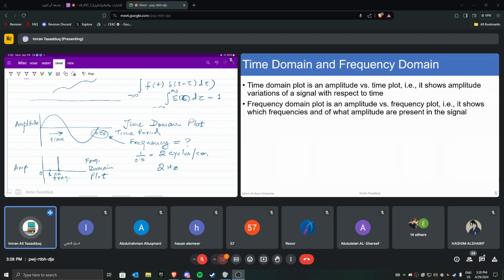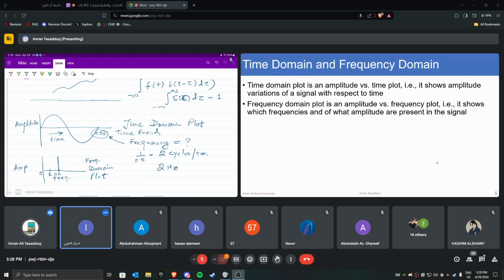Is it clear? Any question? Okay, doctor. Anybody else? Abdul Rahman, is it clear? Is the first graph continuous and the second discrete, or not like that?